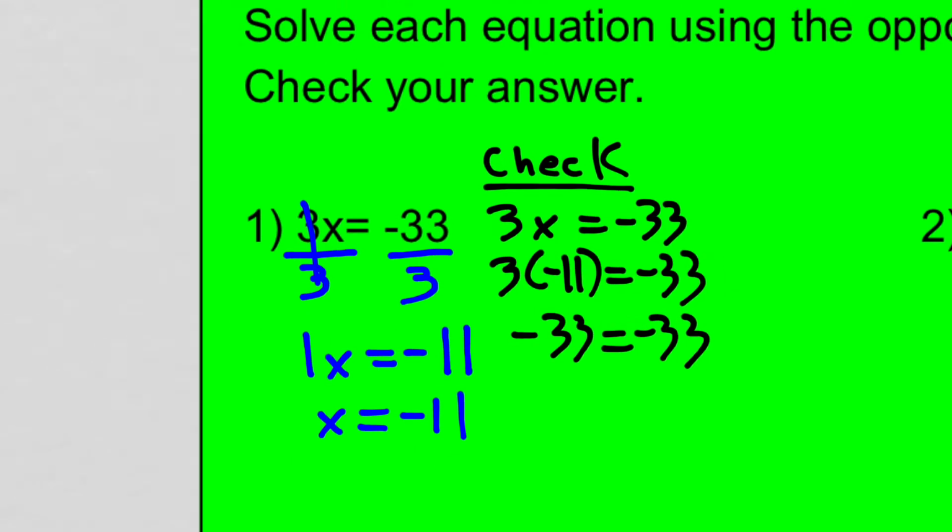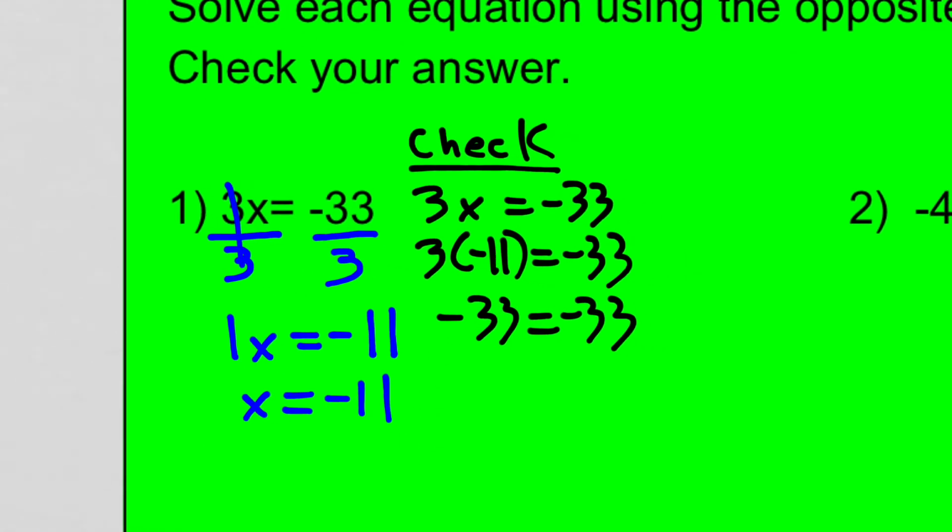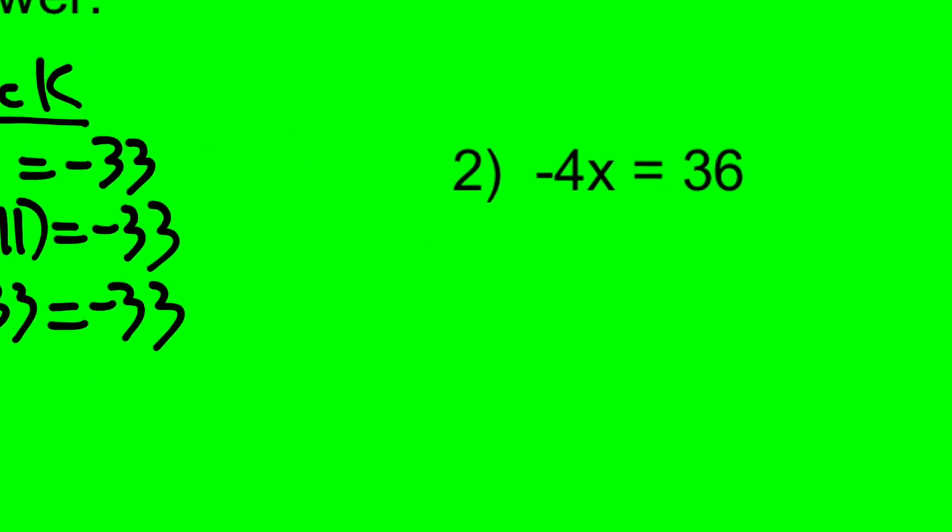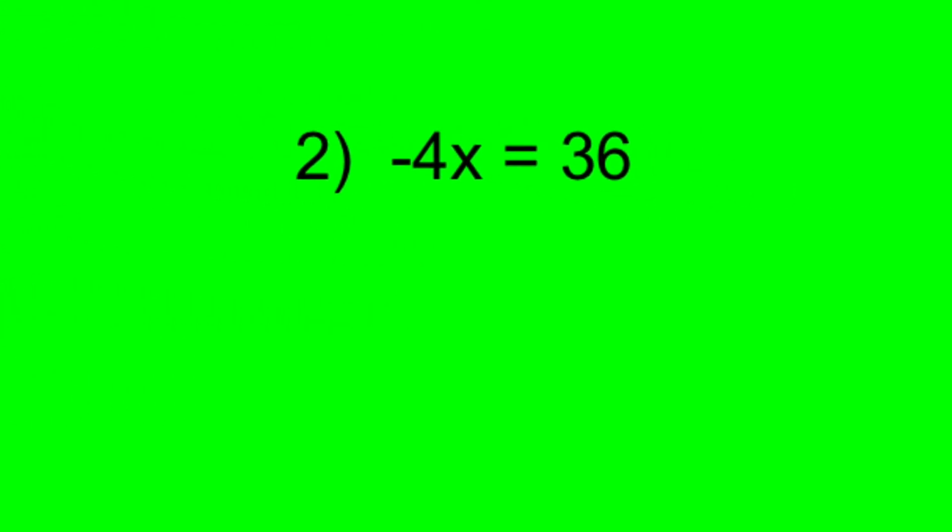That's how you solve an equation by division. Let's do a couple others. So number 2, negative 4x equals 36.